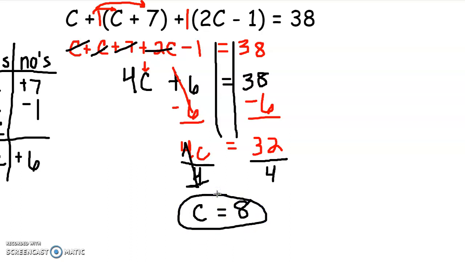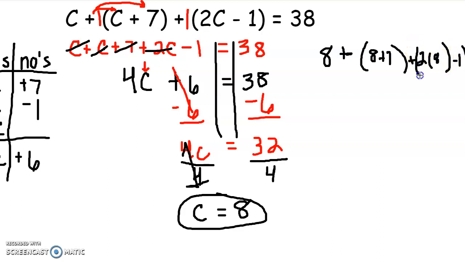Now, if you did want to check your work, you are able to do so. I would just substitute it into the original equation. So anywhere you see a c, instead of c, you're just going to put an 8. So for sake of time, I'm just going to rewrite it with the 8. So 8 plus 7 plus 2 times 8 minus 1, all of that in parentheses, equals 38.